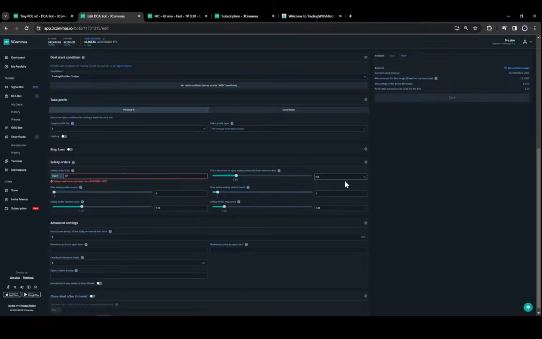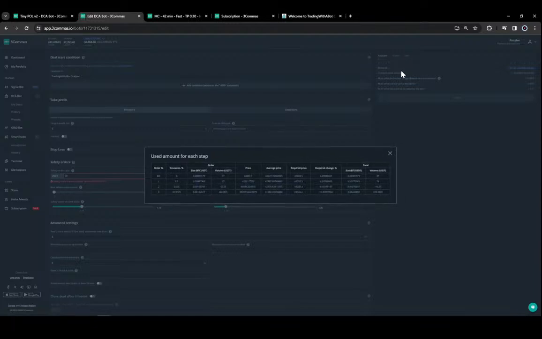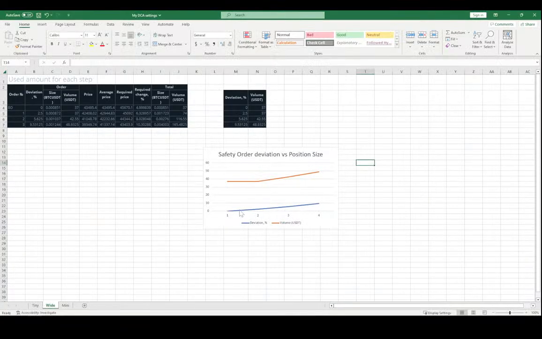And then the first deviation is at 2.5% from the base order, and then it increases. So that's the wide setting, and it covers almost 10%, 9.5%. Let's look again at the Excel file. It looks almost parallel. The way that size increases is quite proportional to the way the deviation increases. And then you could do, if you wanted, fourth and fifth safety orders if you're trading, for example, altcoins, which deviate more.